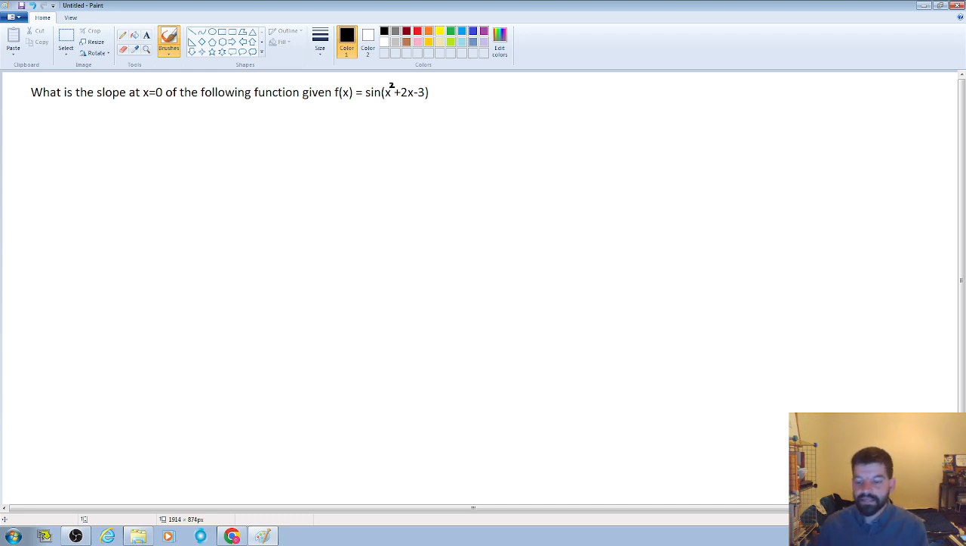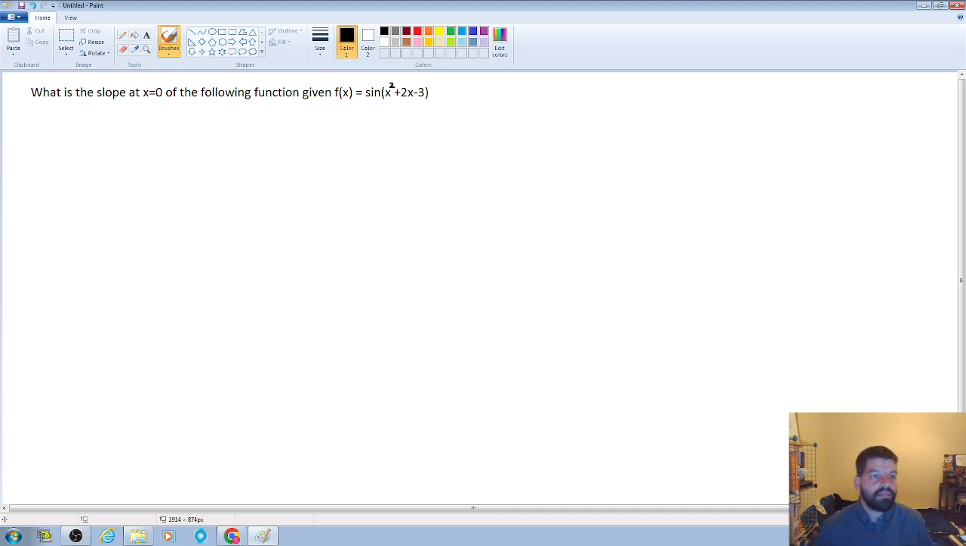Unfortunately, that is incorrect. And the reason that it's incorrect is for us to be able to determine the slope at x equals 0, we have to evaluate x equals 0 at the instantaneous rate of change of sine of x squared plus 2x minus 3, which means that we have to be able to evaluate x equals 0 at the function's derivative. Now, what that also means for us is that we're going to be having to use the application of the chain rule along with other differentiation techniques.